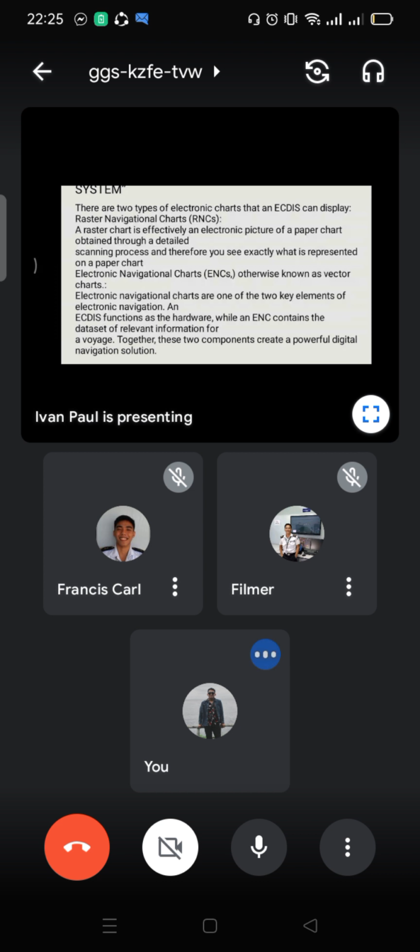Electronic navigational charts are one of the two key elements of electronic navigation. An ECDIS functions as the hardware, while an ENC contains the data set of relevant information for a voyage.